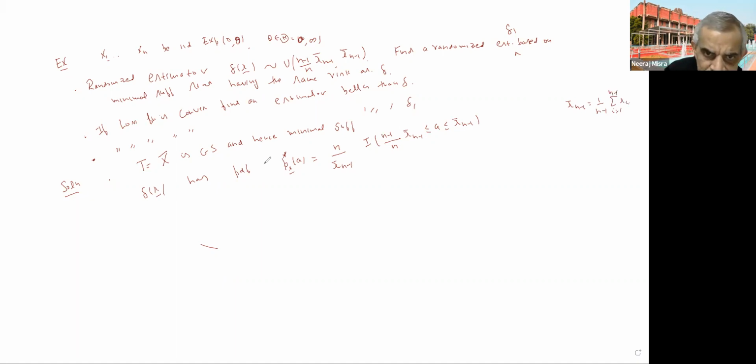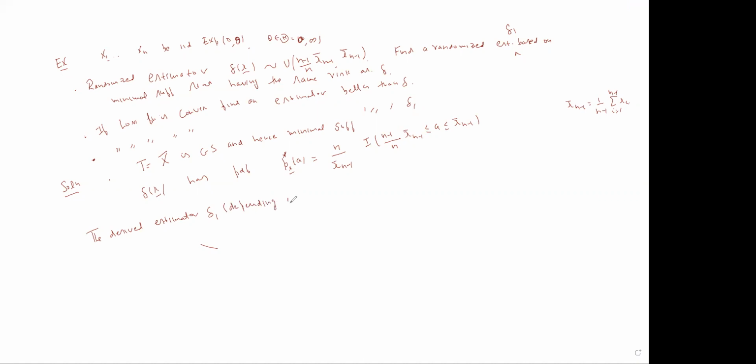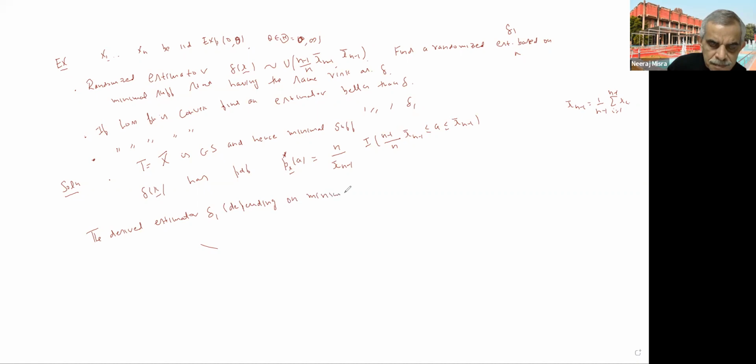All right. So here, I have to take the expected value of this with respect to the conditional distribution of X given T. Is that okay? So the desired estimator delta 1, which has the same risk as delta, depending on the minimal sufficient statistic X bar, having the same risk as delta. Delta has a PDF. What would its PDF be? Its PDF would be the expected value of this.